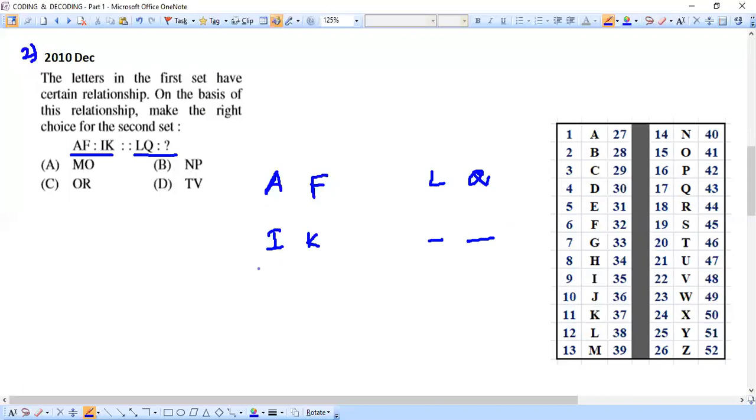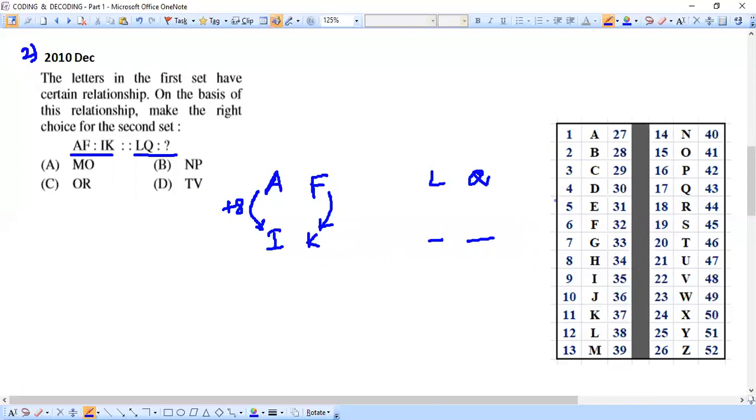So we have AF coded as IK. We'll compare letter wise. In the place of A, we have I. Come to the table here: A is coded as I, right? So there's a travel from A to I. A is the first letter, and I is the 9th letter. So here they have done plus 8, right? Same way, let's compare the second letters. F to K: F is at the 6th position, whereas K is at the 11th position, right?